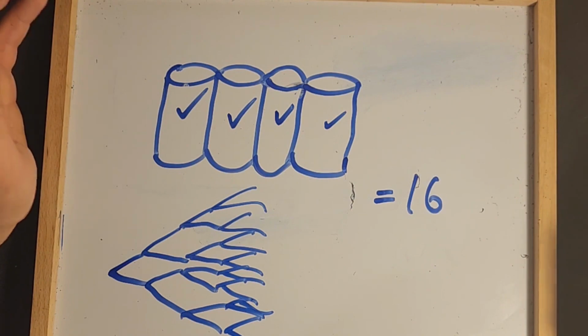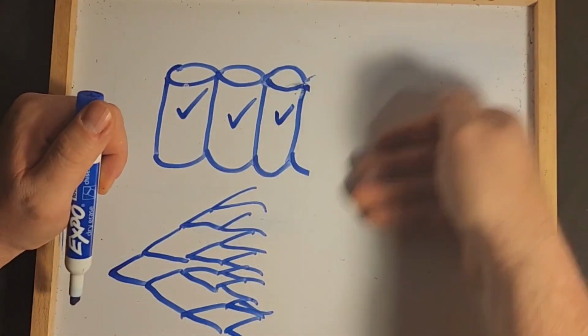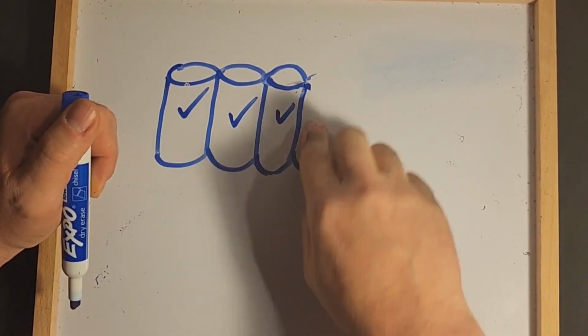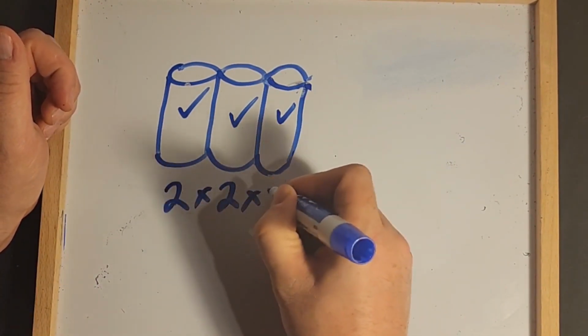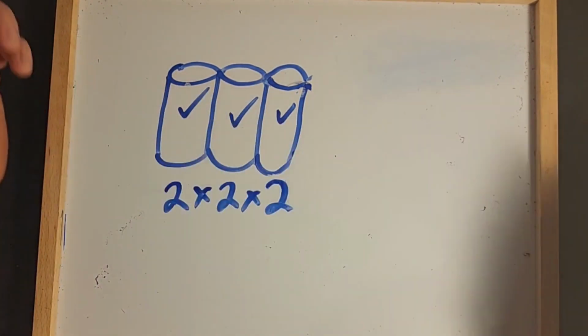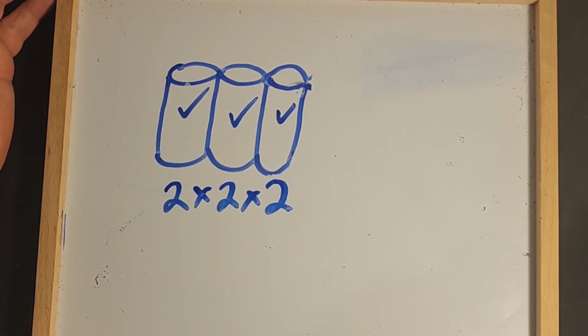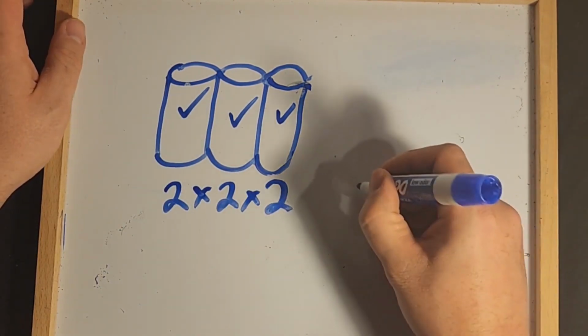That said, when you look at this question, 2 times 2 times 2, there's another way that you're going to probably see this written somewhere. And it's this.